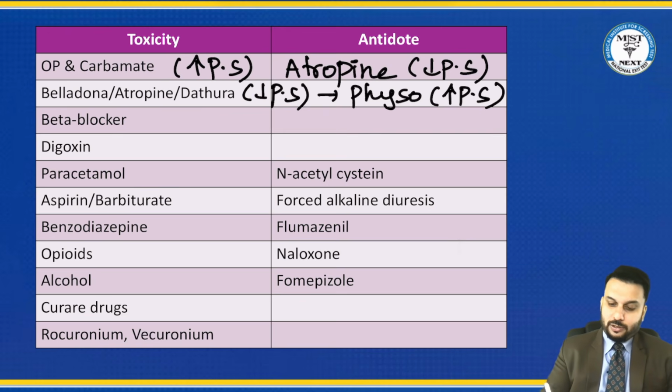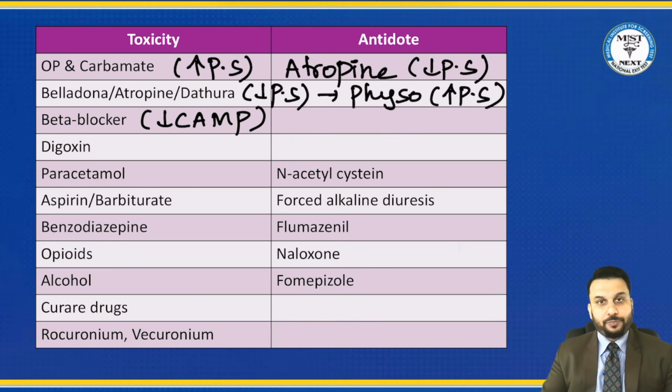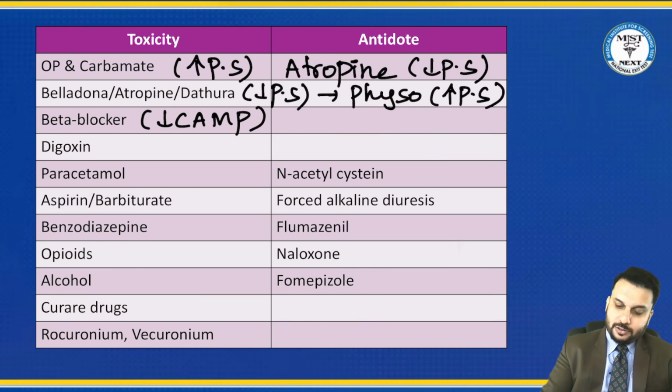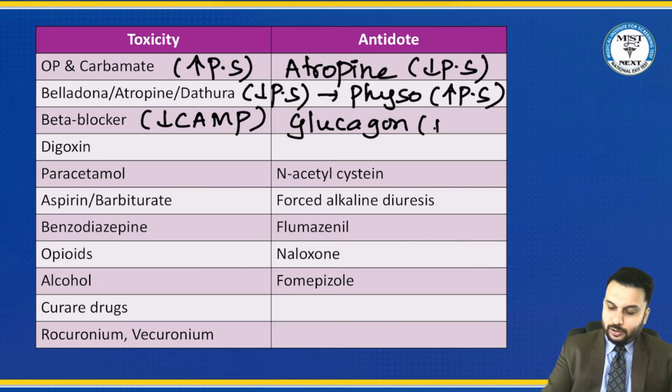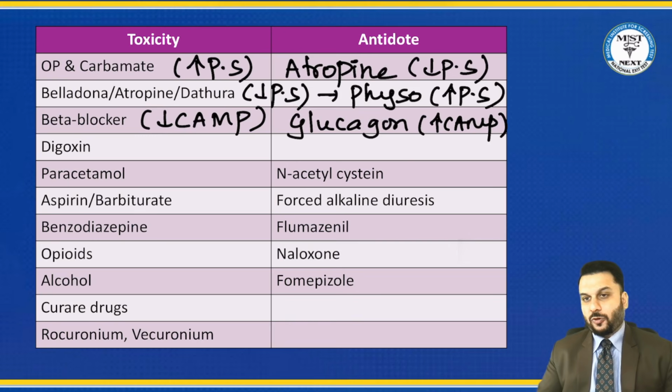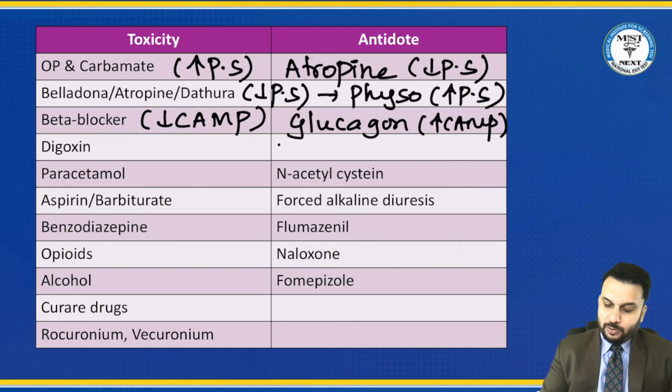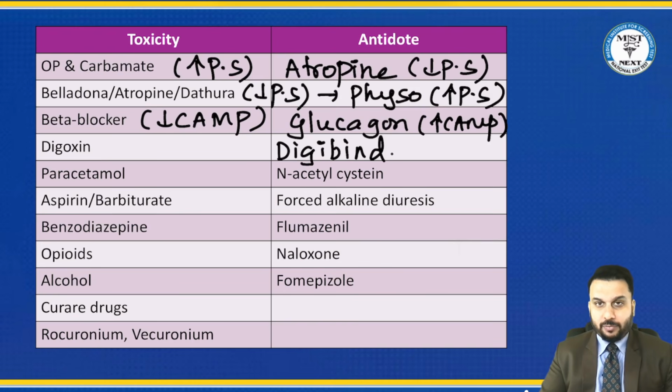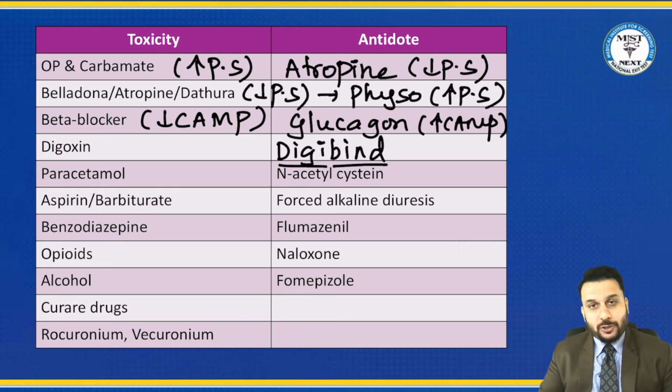Beta blocker toxicity: beta blockers will reduce something called cyclic AMP, the second messenger. We need to increase the second messenger back again by giving glucagon. Glucagon increases cyclic AMP. Digoxin, one of the drugs from the arrhythmia topics. Okay, you have to keep in mind how to remove it. There is a drug called digibind. Digibind is an antibody, an antibody fragment. Nice name, digibind. It binds to digoxin.